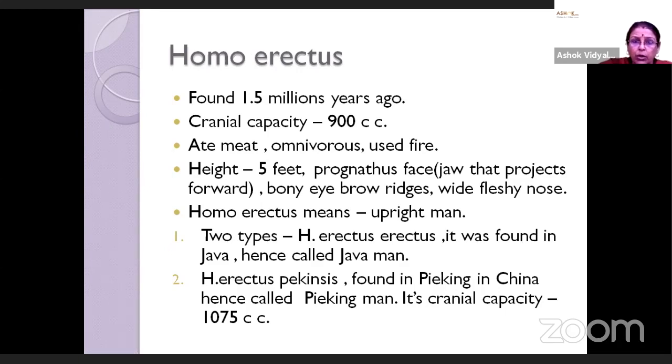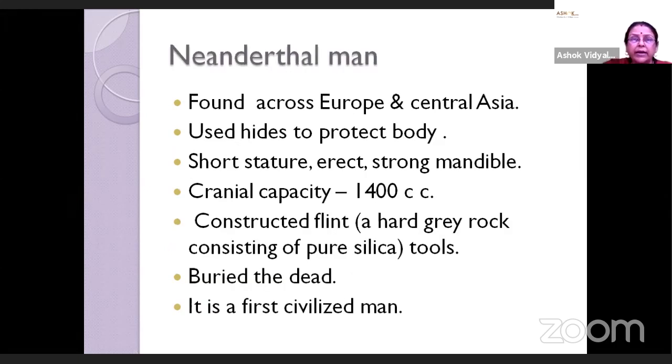Okay? There are two types. One is Homo erectus erectus. It was found in Java, hence called Java man. Then Homo erectus pekinensis, found in Peking in China, hence called Peking man. Its cranial capacity was 1075 cc. Next is Neanderthal man. It was found across Europe and Central Asia. It used hides to protect the body, short stature, erect, strong mandible, and cranial capacity was 1400 cc.